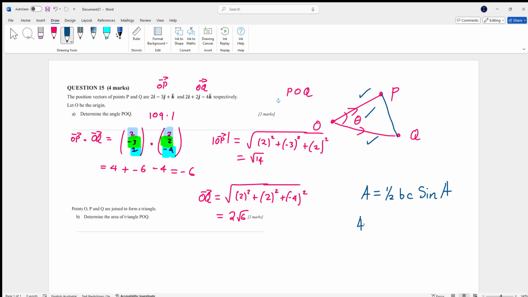So this would give us a half times by the length of one of the sides, which could be either one of these guys here, so root 14. Then times by the other side length, which would be 2 root 6, and then sine of the angle, which is 109, which we just calculated there. So this is one way to do it, and if I was in the exam, I would do it this way here, because it's a lot quicker than the other way, but I will show you the alternative as well for this video here.